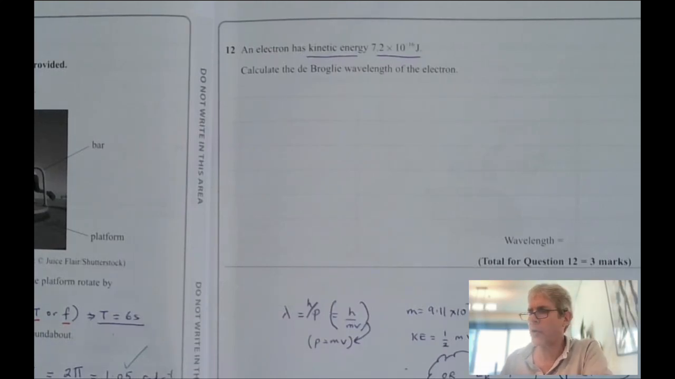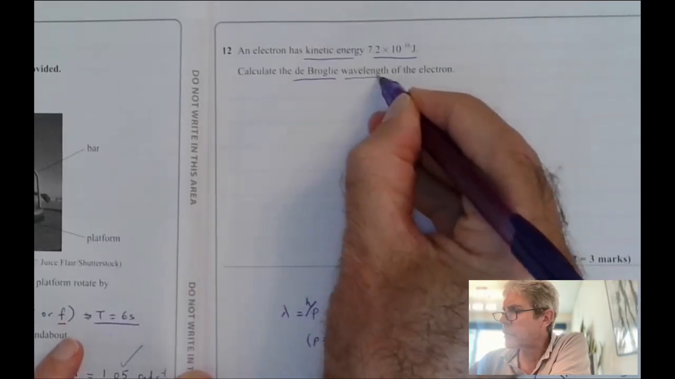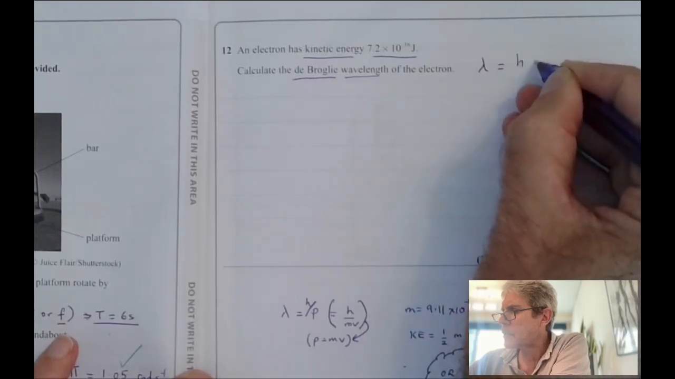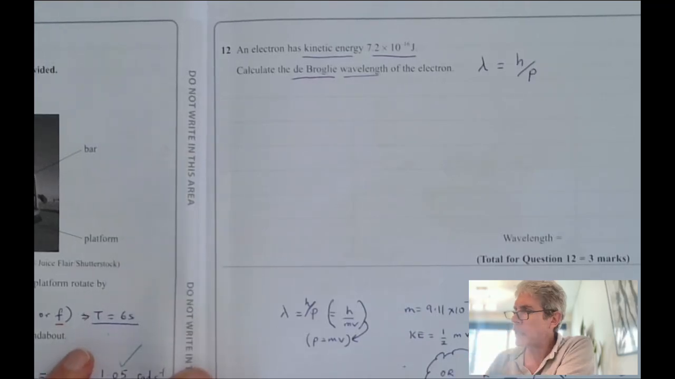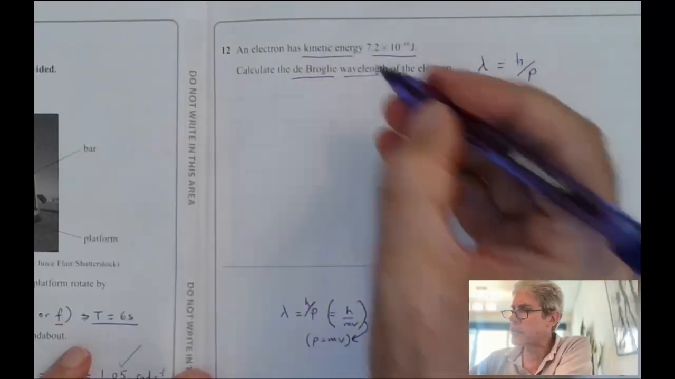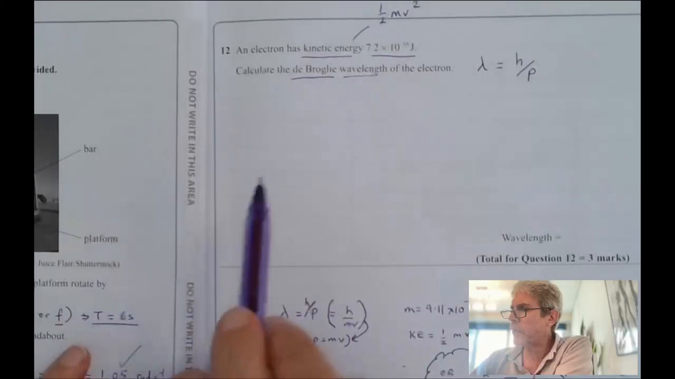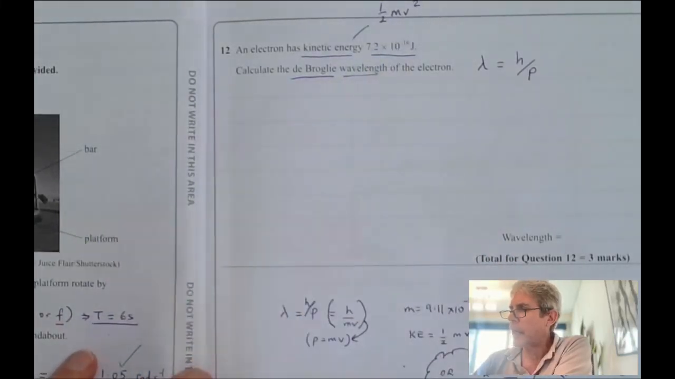So calculate the de Broglie wavelength, de Broglie, but I think it's pronounced de Broglie. So the de Broglie wavelength, lambda, is given by Planck's constant divided by the momentum of the electron. They haven't given us the momentum, but they've given us the kinetic energy. Now, if you know the kinetic energy, you can use the mass of the electron. The kinetic energy is half mv squared, so because you know the mass from the data sheet, you'll be able to work out the velocity and then work out the momentum.